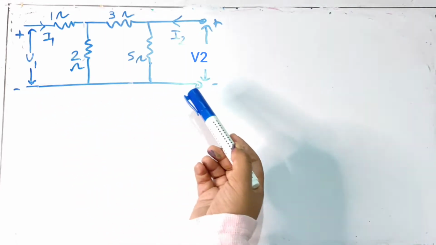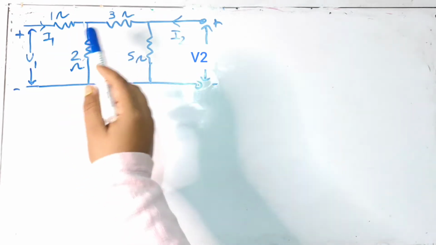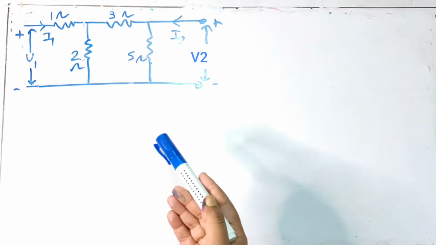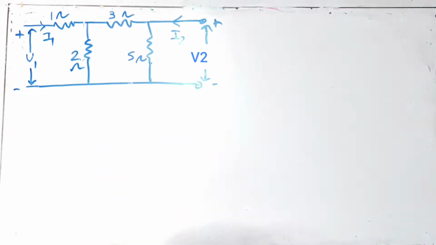This is the circuit that we have with us, and here we are to find out Z parameters. This is a pi circuit, so the solution will not be as easy as a T circuit. So let's just solve the question. Let us first find out Z11.